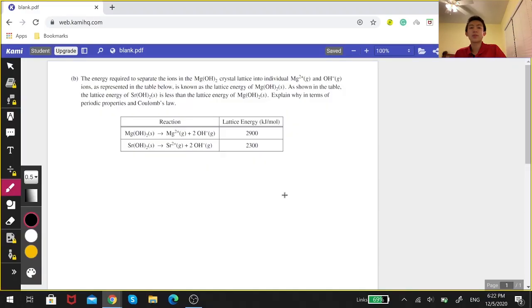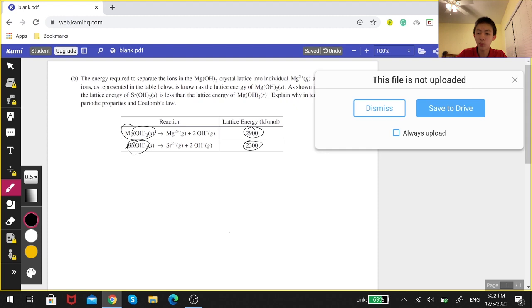Hi, today we're going to be talking about lattice energy again, and this time with a real example from one of the released AP exams, I think. So this is our question over here, and we're given a table telling us that the lattice energy for this one is higher than the lattice energy for SrOH2, and they're asking us to explain why.